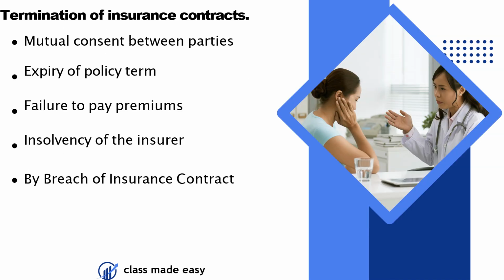Now, how do insurance contracts come to an end? That is our discussion on termination. Number one is mutual consent between parties. So we have situations where both parties, remember the parties we have said are the insurer and the insured, agree to terminate the contract.